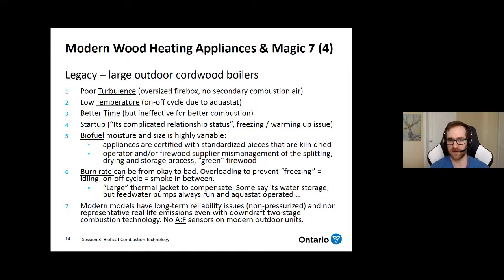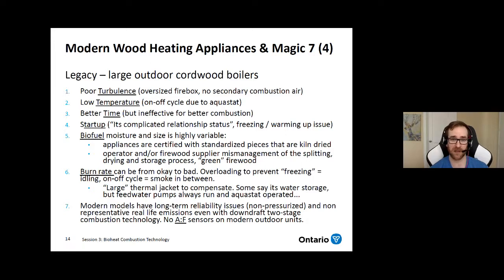But the other thing that happened is, again, it's cordwood, so people are putting more wood than they need because they want to stretch that heat output. There's also the bad habit of being afraid that your outdoor wood boiler would freeze. So you again put more wood than necessary.